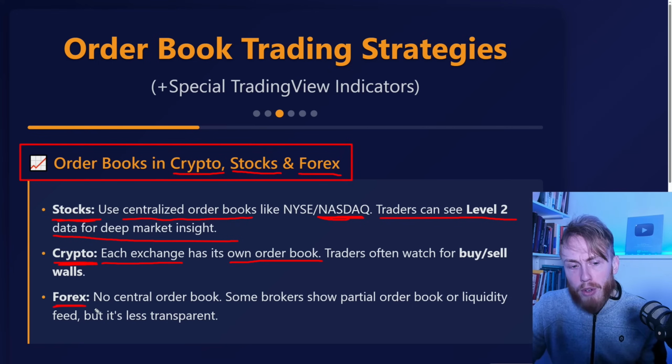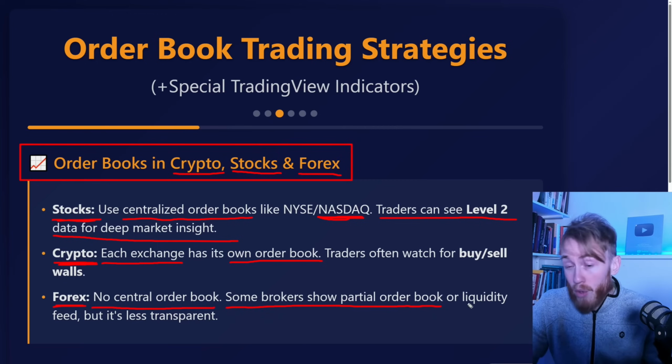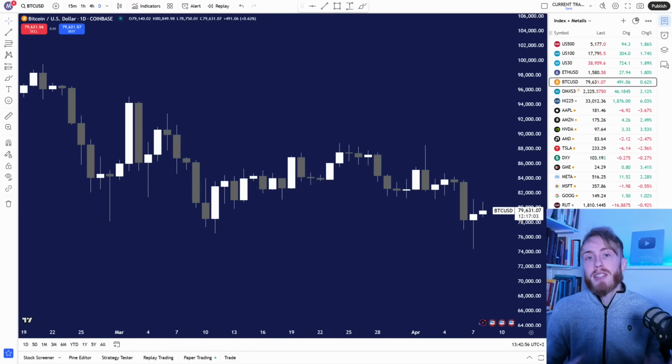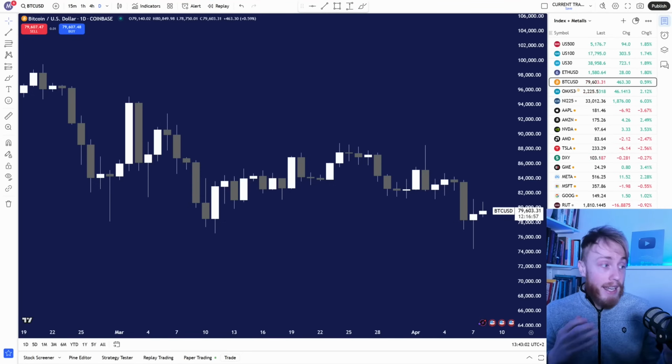However, when it comes to Forex, we have no central order book. Some brokers show a partial order book or liquidity feed, but it's much less transparent. So I would say that the stock market is the most transparent, then crypto, then Forex. Right, so now let's jump into TradingView, because now I want to show you guys the best indicators for order book trading, at least in my personal opinion.